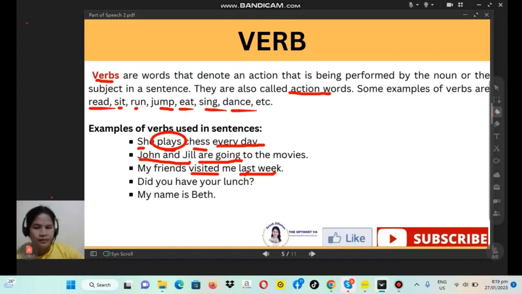Did you have your lunch? So have here is our verb, and this form is interrogative. My name is Beth. So this is the verb is. Is is the be form of the verb. The be forms of the verb are the following: is, are, am, was, were.